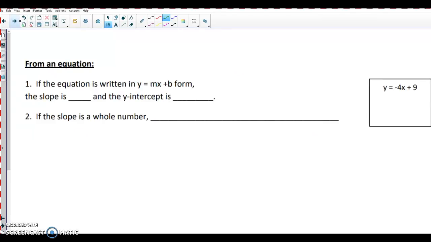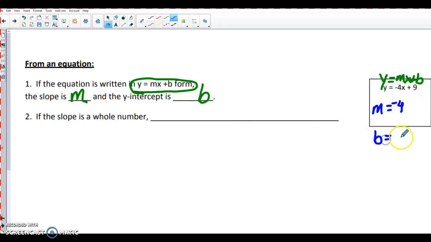Now, from an equation, if we have an equation that's written in y equals mx plus b form, we learned yesterday that the slope is m and the y-intercept is b. So if I look at my equation over here, I have y equals negative 4x plus 9. So if I pretend it's y equals mx plus b, I know that my m has to be negative 4 because that's what's in front of the x, and b is 9, positive 9. The sign goes with it.